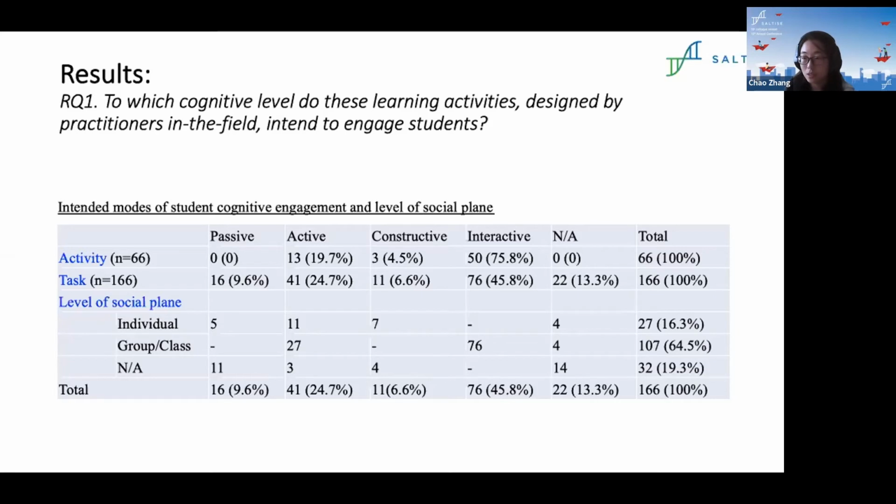So Chao, I'm going to ask you to start winding up soon. So we can come back to this in the discussion, perhaps. Absolutely. Thank you, Preeti. So I guess just quickly, what this tells us is that most of the activities being examined are designed in a way to promote this higher level of cognitive engagement.